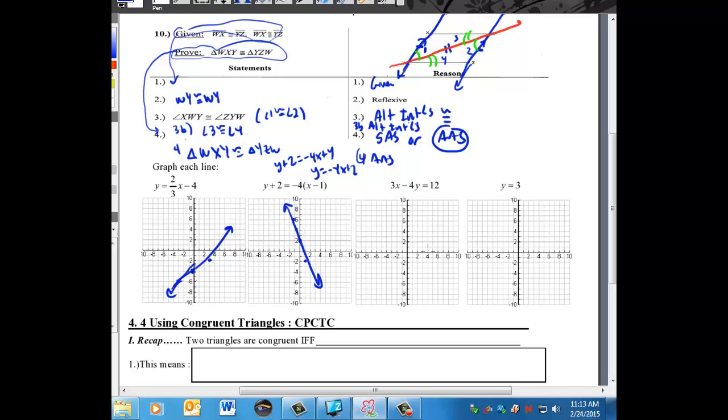And then 3x is equal to 12, x equals 4, -3. And then y is equal to 3, and when it crosses the y-axis. On this graph, I just said 3x is equal to 12, which means the x-intercept is going to be 4. And then -4y equals 12, which means the y-intercept is going to be -3.